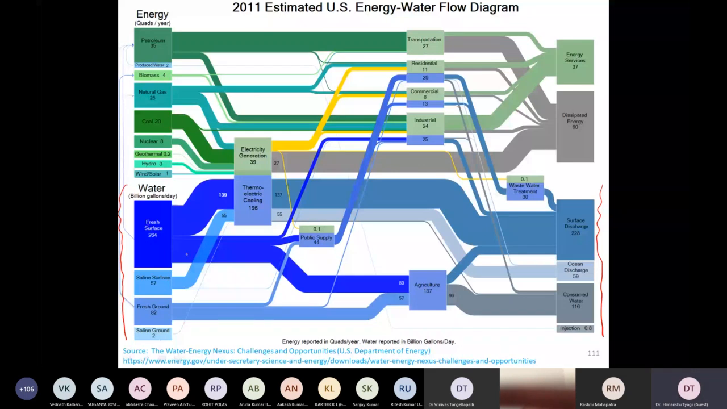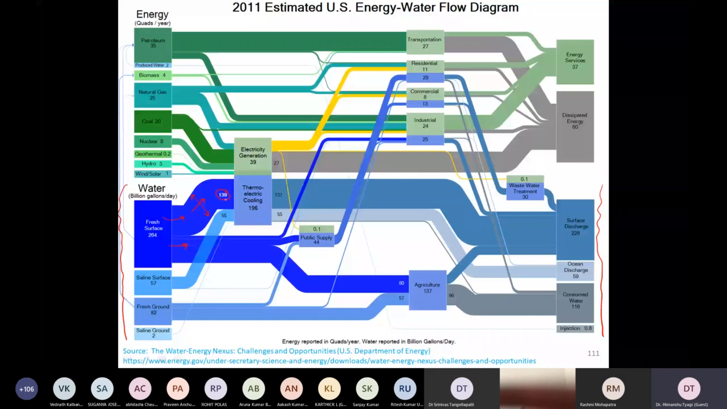Then it shows in the form of arrows where it is going, for which purpose it is being used. The thickness of these pipes or blocks in the flow diagram represents the number. In US units, it is gallons per day, and we can convert it into maybe liters per day or meter cube per day. So this is essentially volume flow rate.